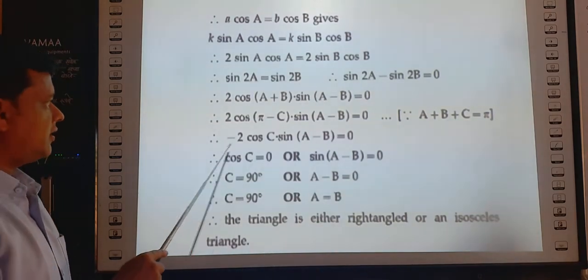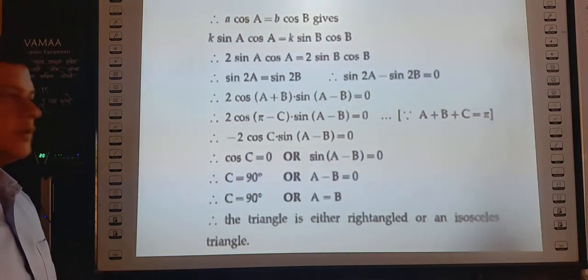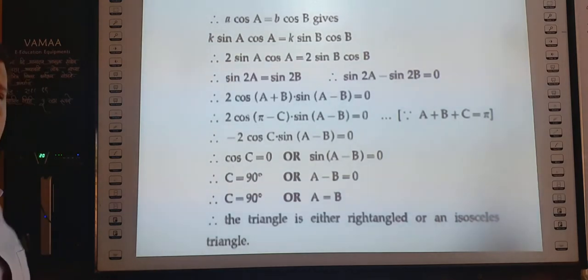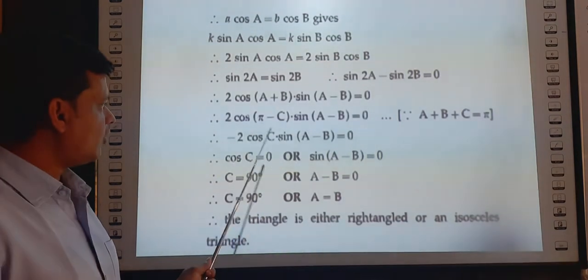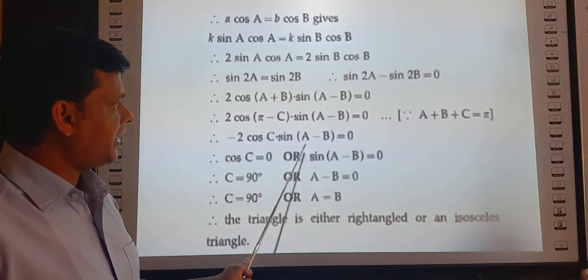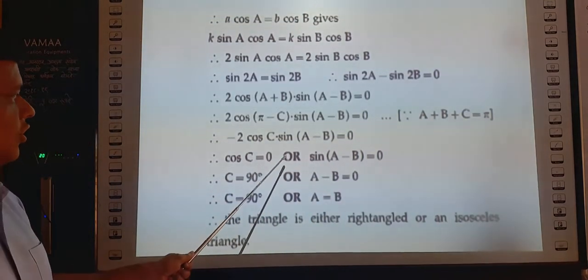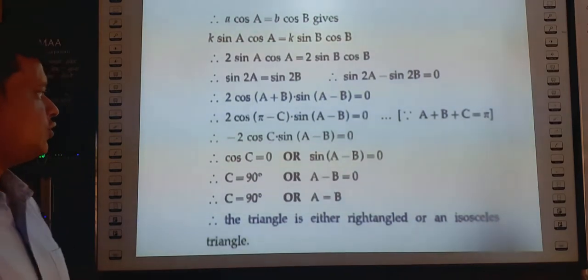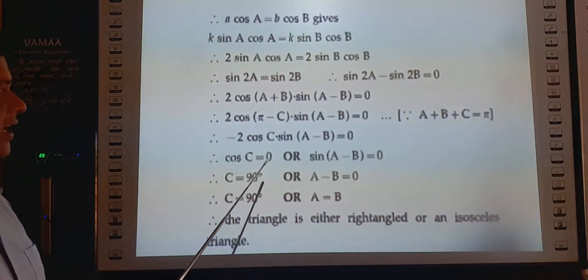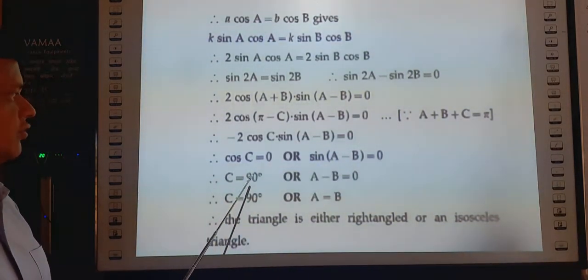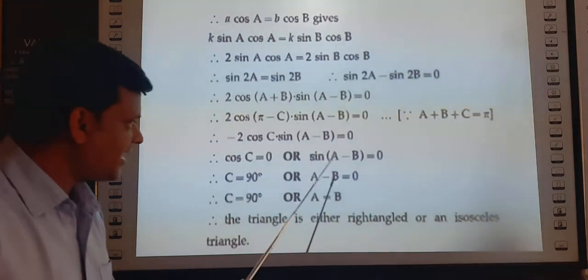Now these three terms are in product form. The value of minus 2 is not 0. So the possibilities are cos c equals 0 or sin (a minus b) equals 0. We know that cos 90 is 0. Therefore c equals 90 degrees. And sin 0 is 0.